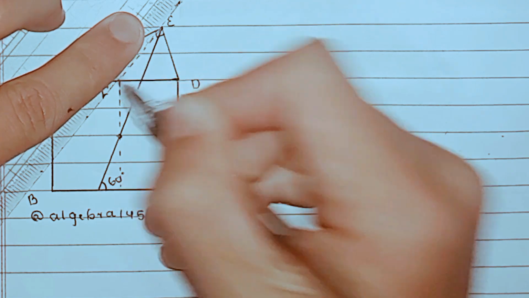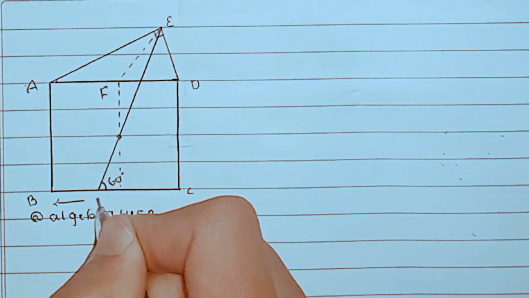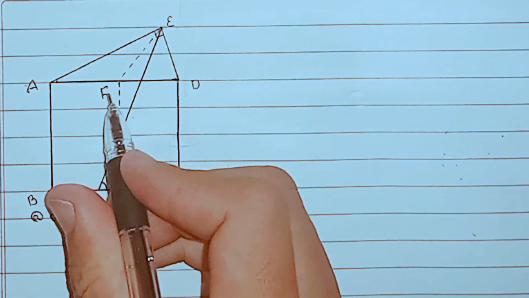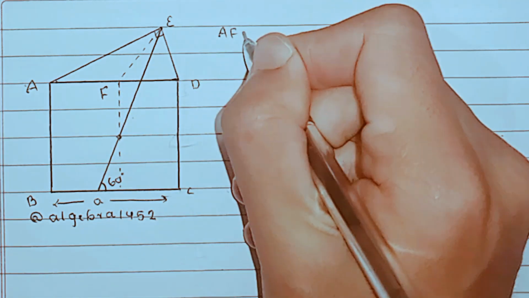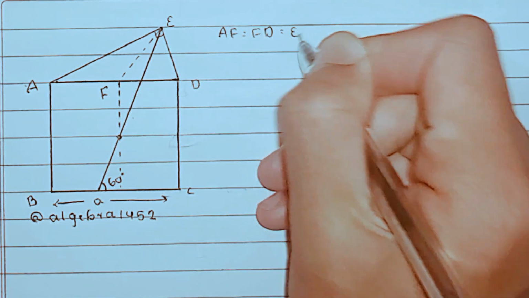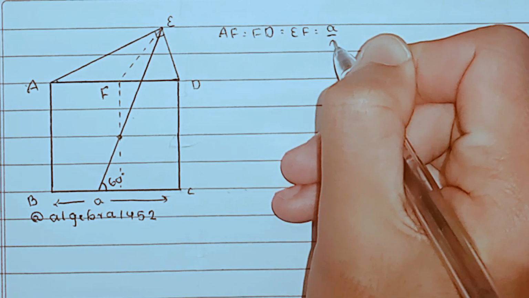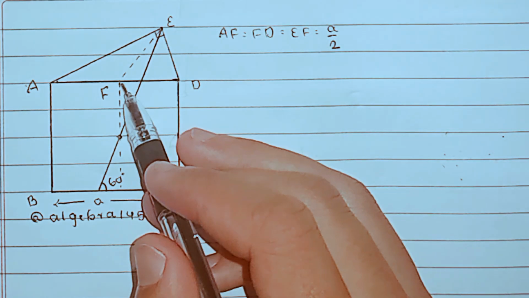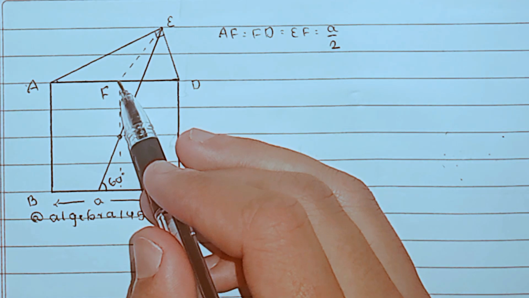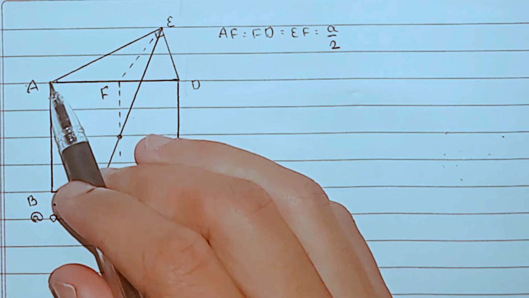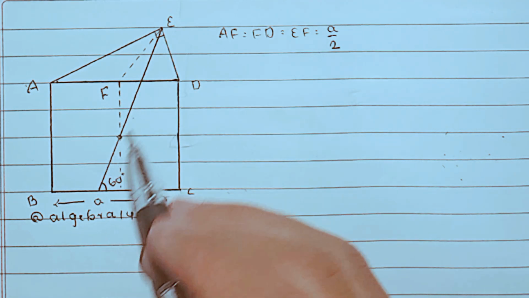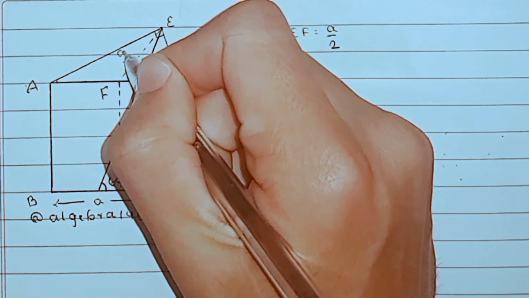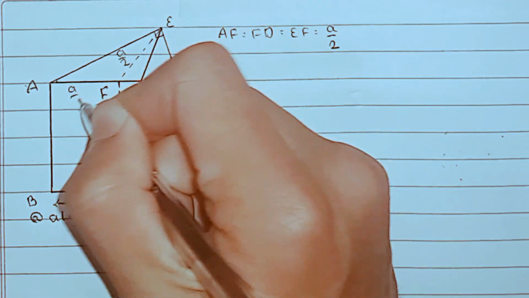If the side length of this square is equal to A, then AF, FD and FE will be equal to A by 2. AF equals FD equals EF equals A by 2, because we know that the median of the hypotenuse, the midpoint of the hypotenuse, will be at equal distance from all the points of the right angle triangle. So this is A by 2, this is also A by 2, and this is also here A by 2.